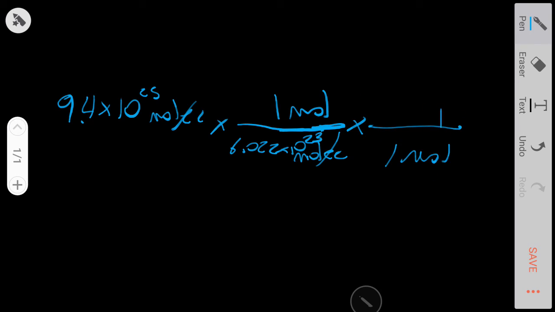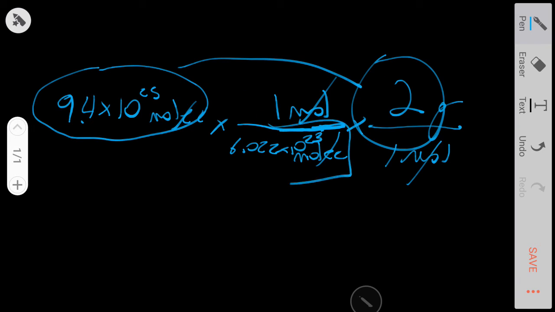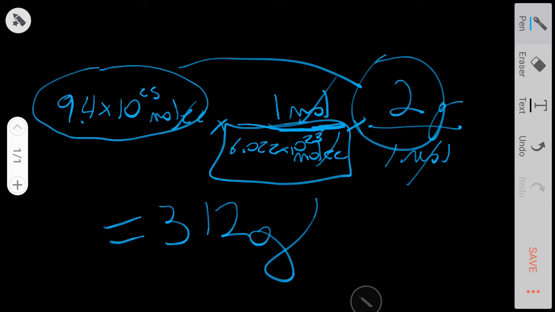Now I want to get rid of moles so I can end up with grams. In 1 mole, how many grams are there? Moles will cancel out. In H2, I have 2 hydrogens, and each hydrogen is 1, so that means I have 2 grams. You'll multiply 9.4 times 10 to the 25 times 2, divided by Avogadro's number. Your answer should be 312 grams of H2.